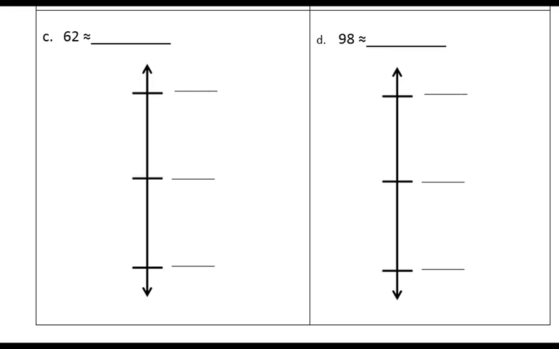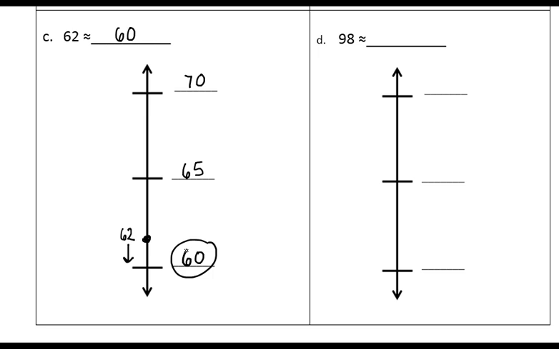Here are a couple more examples. Now I'm going to round 62 to the nearest 10. Well, when I count by tens, 62 would fall between 60 and 70. The midpoint between 60 and 70 is 65. Now let's place 62 on that number line. That would fall about here. Since 62 is below the midpoint, 62 would round down to 60. 62 rounded to the nearest 10 is 60.